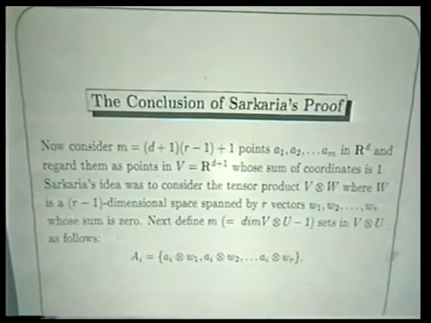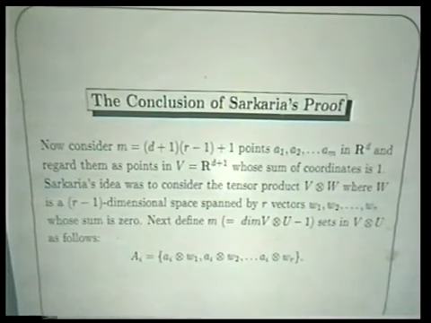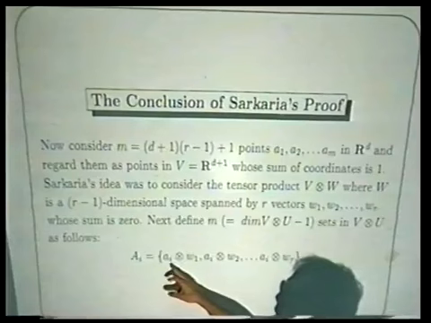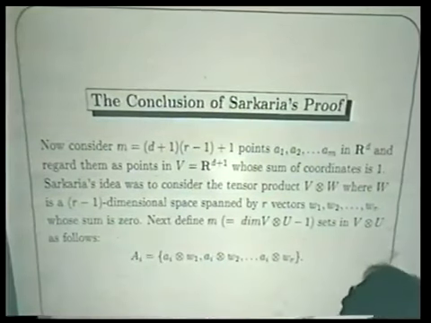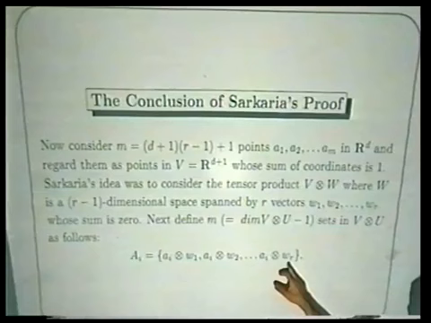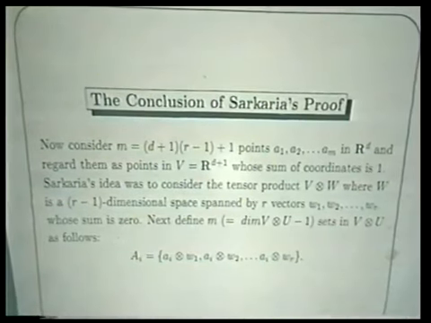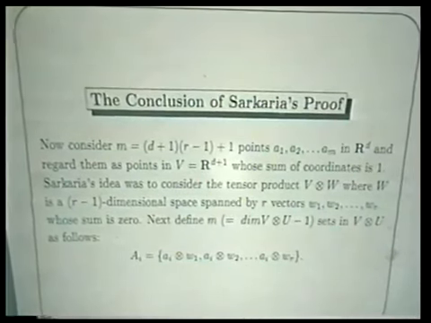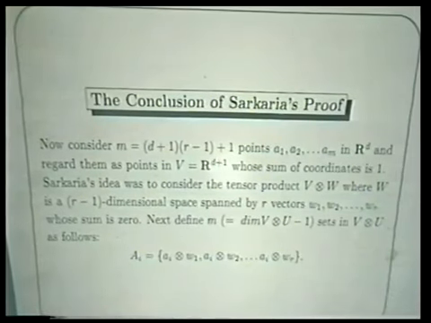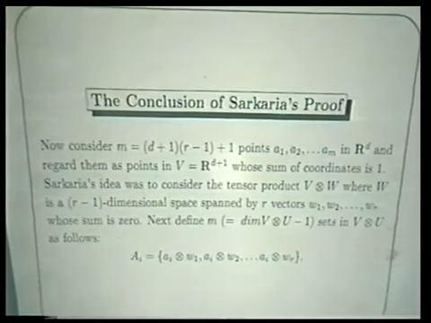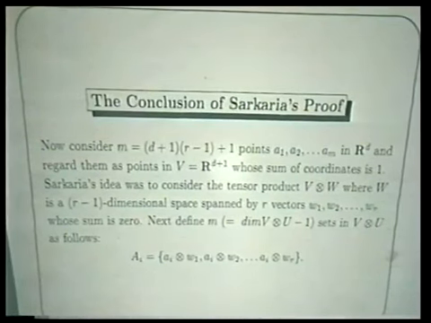So the tensor product of V and W is something of dimension (d+1)(r-1). And in this tensor product, we consider these sets: A_i tensor W_1, A_i tensor W_2, up to A_i tensor W_r, and we consider it for i equal 1 up to m. So we have exactly the number of sets to which we can apply Barany's theorem.